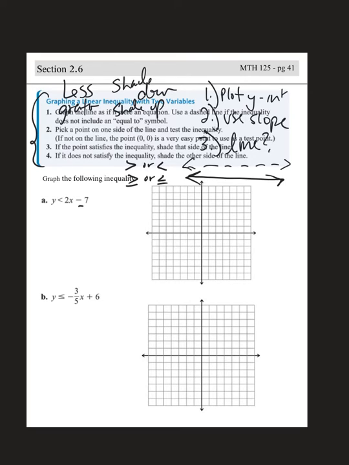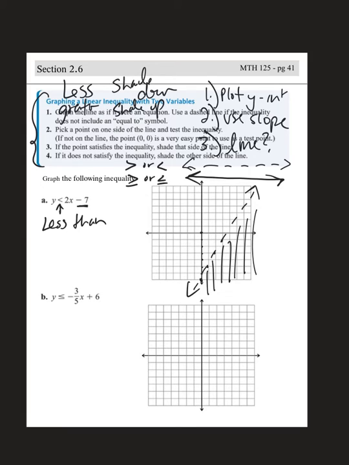I'm going to start with the y-intercept -7. 1, 2, 3, 4, 5, 6, 7. My slope is rise 2, run 1. This is a broken line because there's no equal. So when I draw my line, it's going to be a dotted line. And then this says less than. So that means I have to shade below. And this is what it looks like when you graph the solution to an inequality.